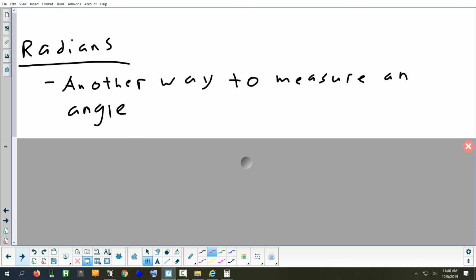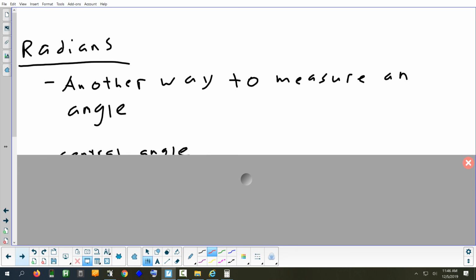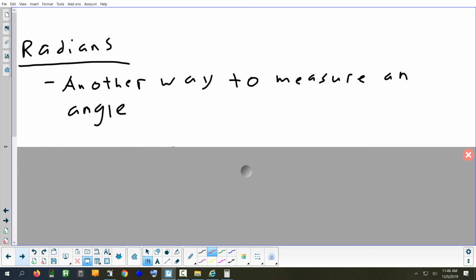Degrees is one way, radians is another. Now, if you look at the word radian, does anybody see another word that it looks kind of like? Yeah. Radius. And a radius has to do with what shape? Circle.